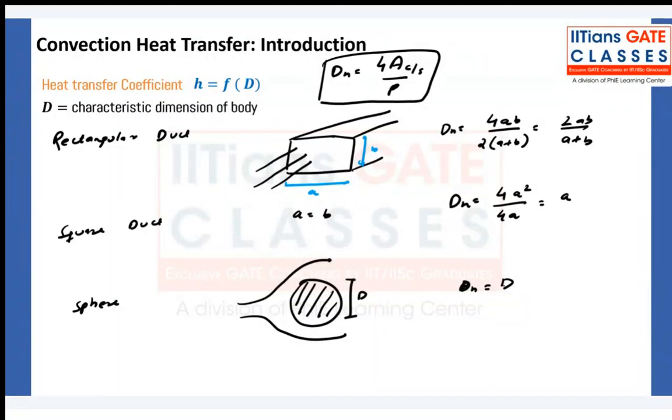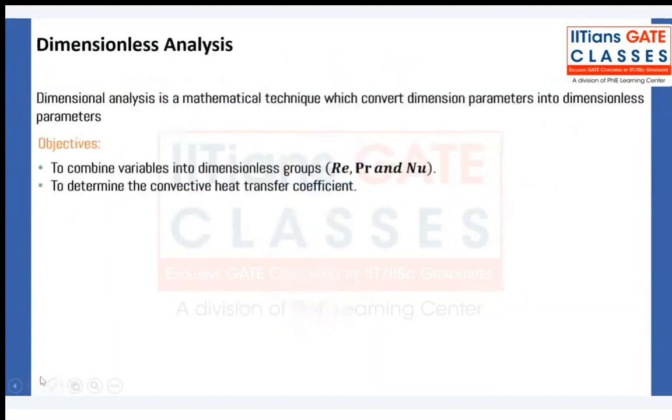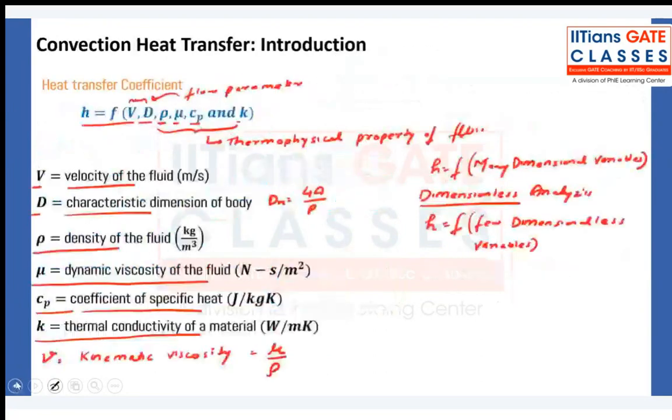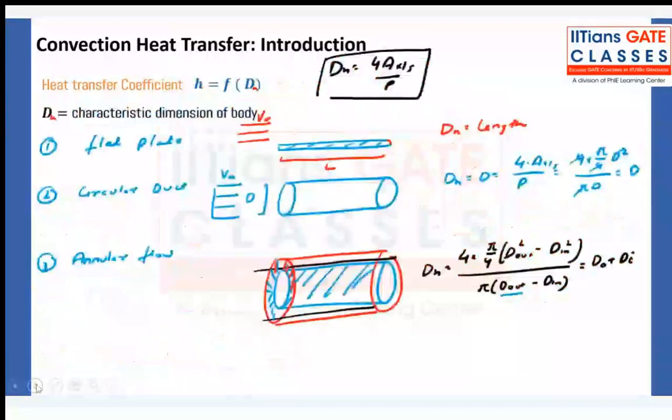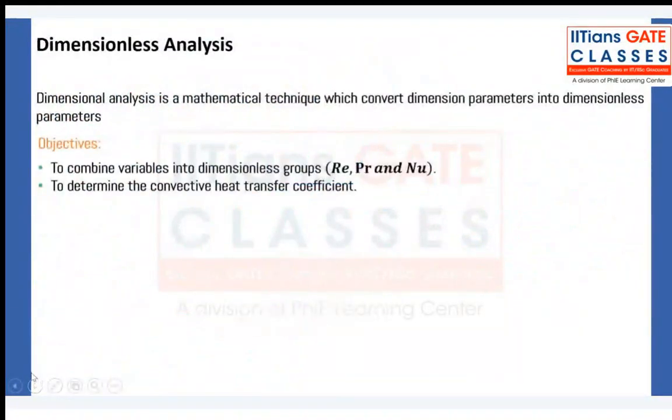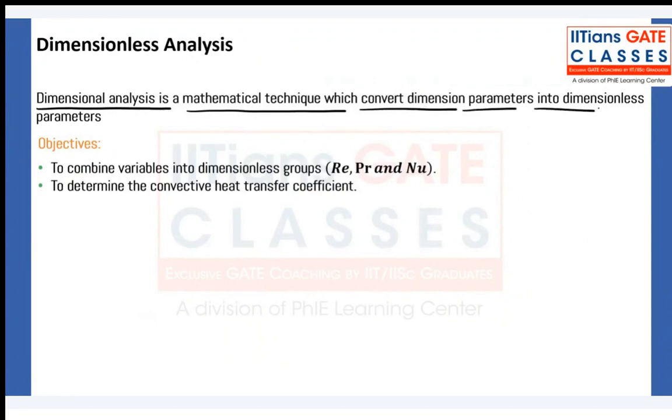Okay, now as I told you, we need to do dimensional analysis in order to define H in terms of a few dimensionless parameters. Of course, we are not going to do dimensional analysis, it is not at all required, I will directly give you. Dimensional analysis is a mathematical technique which converts dimensional parameters into dimensionless parameters. Sean is typing something, let me see what he is saying.